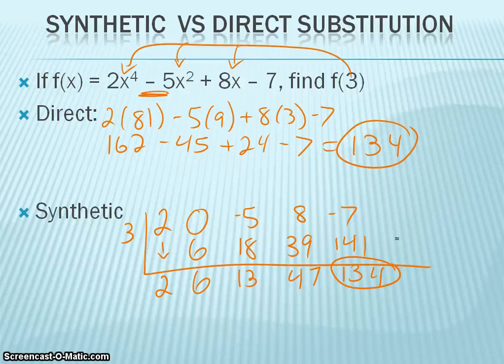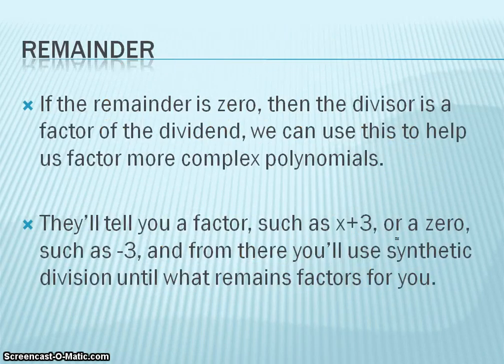The book pretty much goes with synthetic, and I'll agree with them. It is going to be easier, particularly when you have to do it by hand, show some work and not just do it on your calculator. So let's take a look at how we might be using this. We've already looked at the idea that if a remainder is 0, then our divisor is indeed a factor of the dividend. That original binomial went into that larger polynomial.